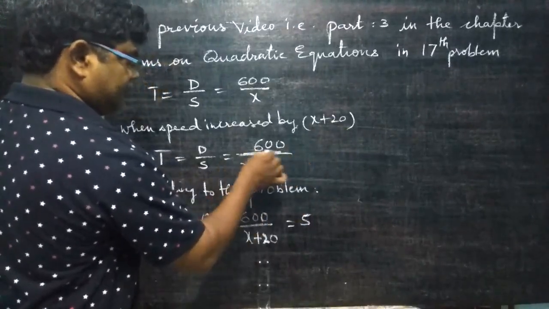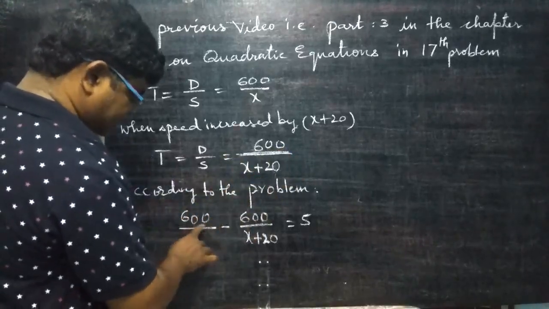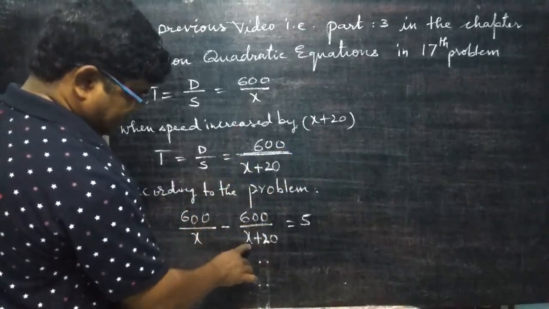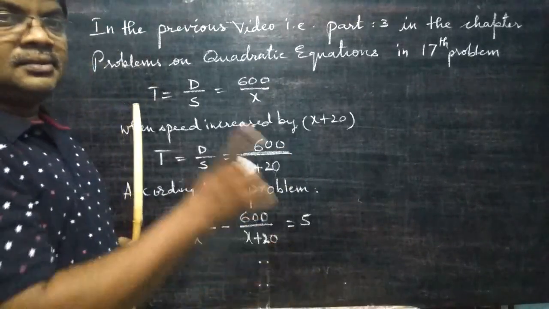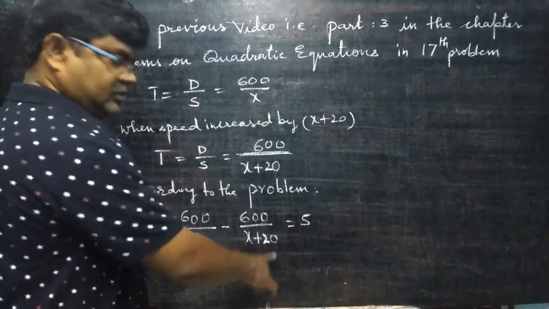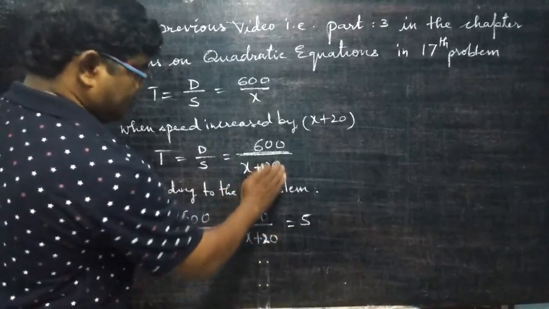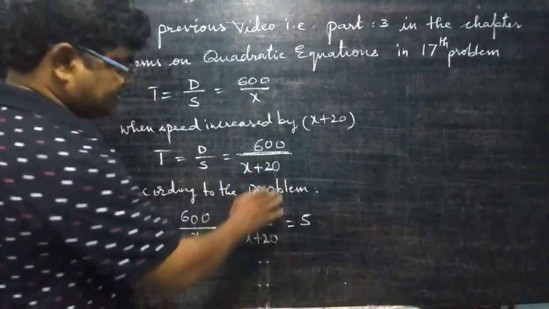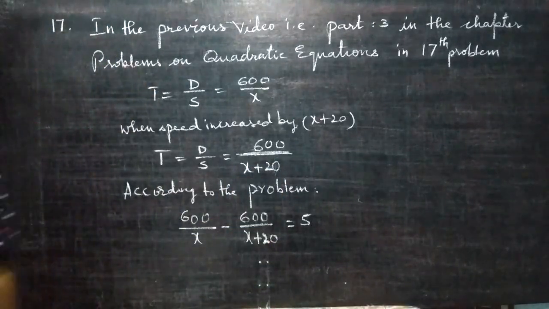Are you able to follow? According to the problem it is 600 by x minus 600 by x plus 20, not 2. When I continued the problem I did it with 20 only, but in these two steps I wrote 2 and 2 by mistake. Please correct that mistake and do that problem, okay?